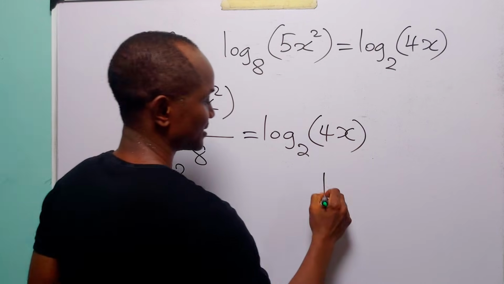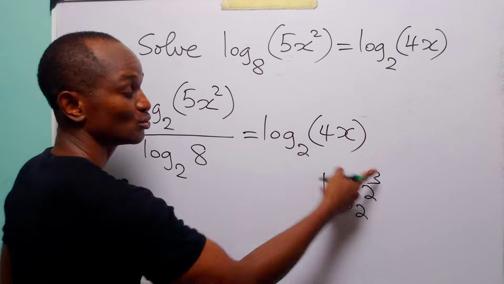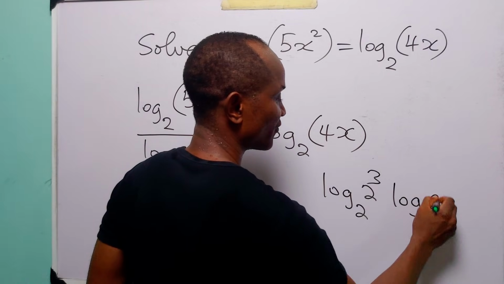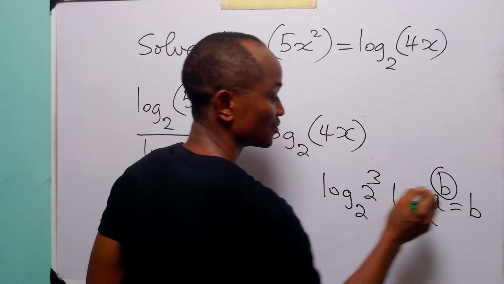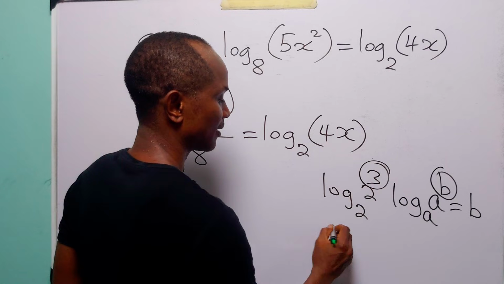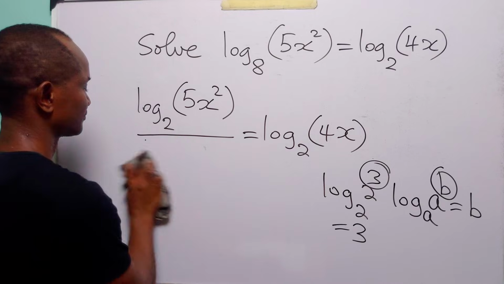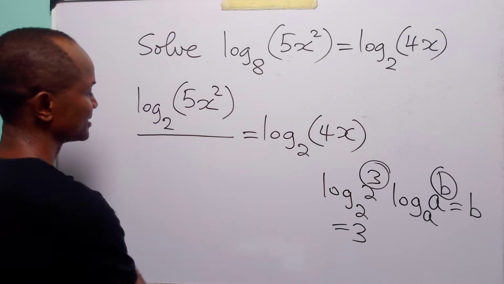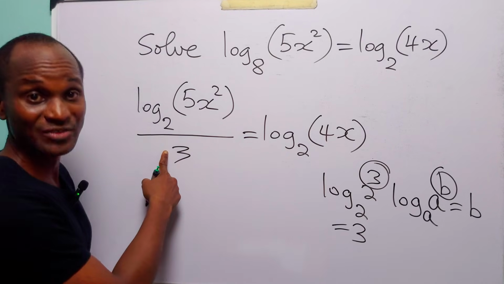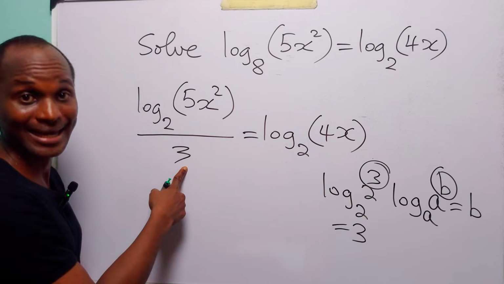Now let us look at this denominator. Of course, you know that we can write this as log to base 2 of 2 to the power 3. 8 is 2 cubed. But remember that log to base a of a to the power b is equal to b. So that simply means that log to base 2 of 2 to the power 3 is equal to 3. So we can replace this denominator with 3. And of course, to get rid of this fraction on the left-hand side of the equation, what we do is multiply both sides of this equation by 3.